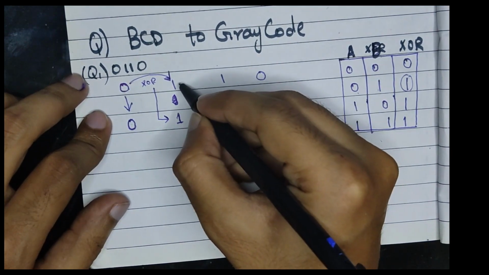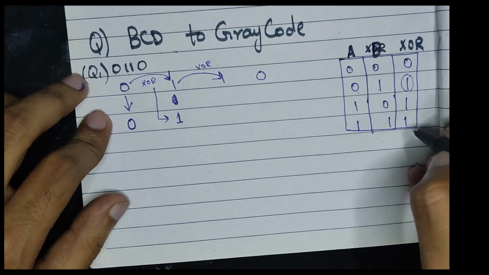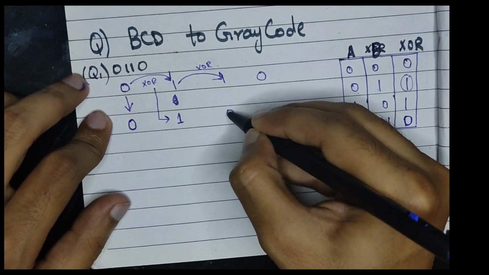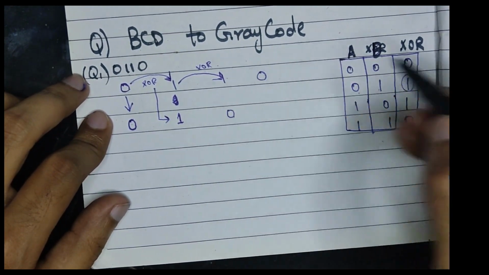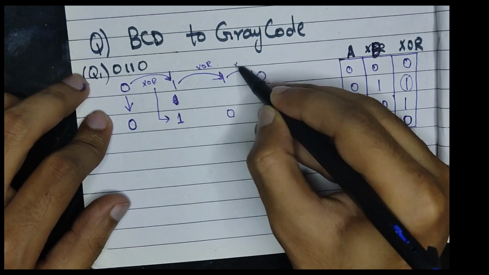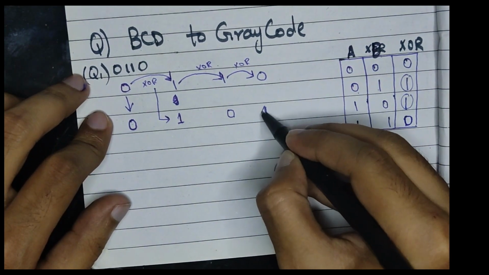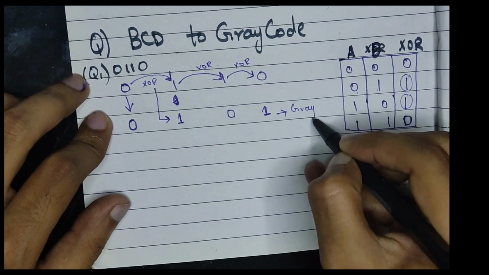Now we take 1 and 1 as a XOR. So 1 and 1 means 0. So this 1 and 1 XOR means 0, and 1 and 0 we take XOR of 1 and 0, which is 1 0, which is 1. So we write 1 here. So this is our Graycode.